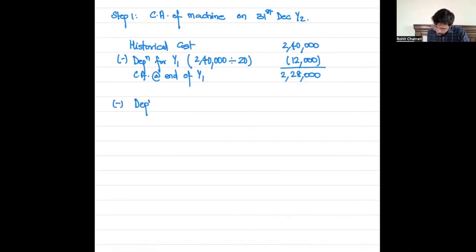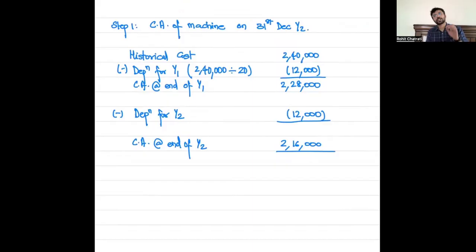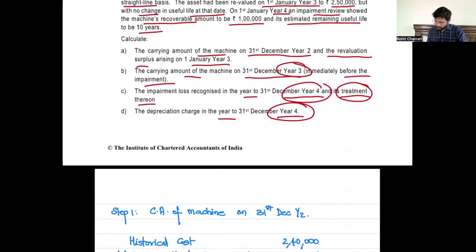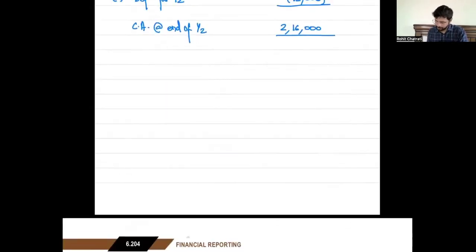I charge depreciation again for year 2, which will be 12,000 only because we're charging on a straight line basis. That gives me the carrying amount at the end of year 2, which will be 2,16,000. So the historical cost was 2,40,000, I charged depreciation at the rate of 12,000 for a period of 2 years, and the carrying amount as of 31st December year 2 is 2,16,000.